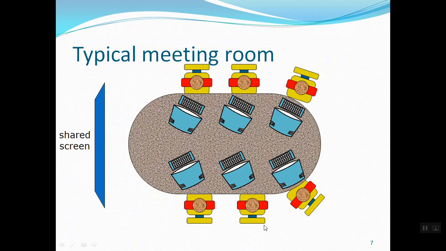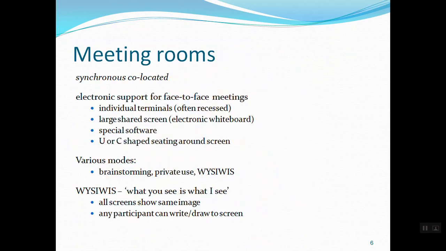when there are, say for example, 6 people, it is highly recommended that all 6 people see the same content in their screens. It should not be different, because that is the ultimate aim. So you get that point here: all screens showing the same image, and more importantly, any participant can write or draw to the screen. When you use special software, or a smart board setup, that allows the coordinator as well as the attendees of the meeting to get synchronized. So this is about meeting rooms.